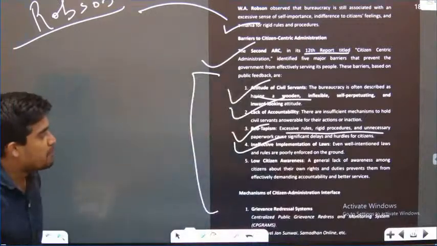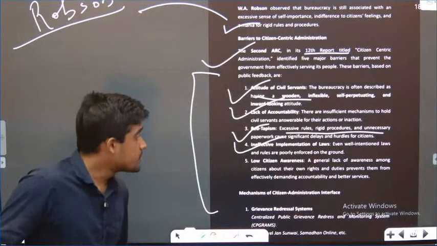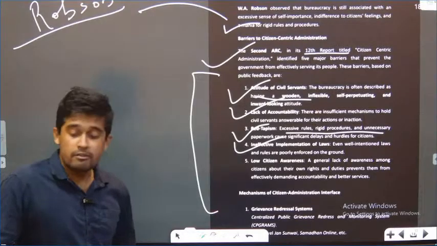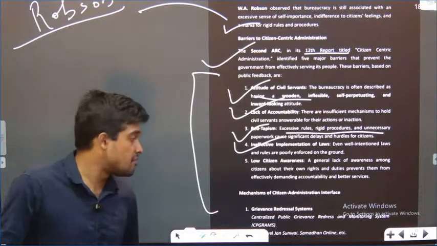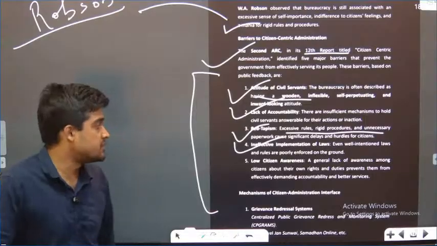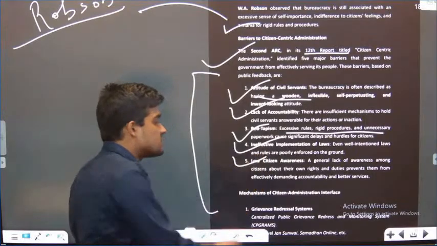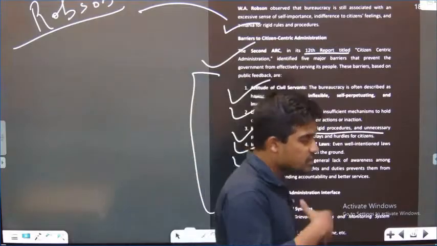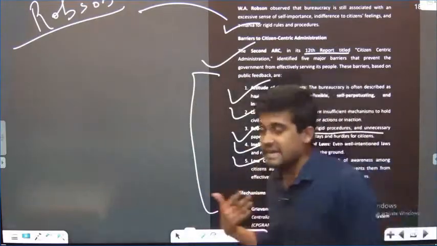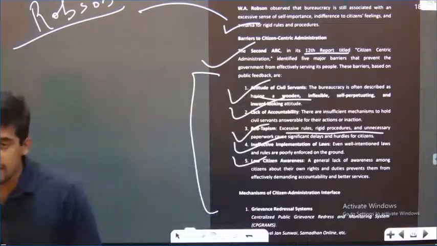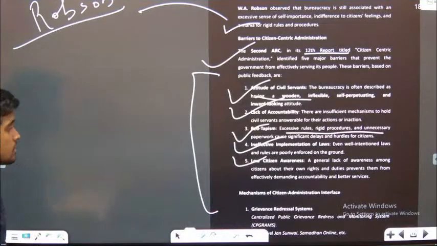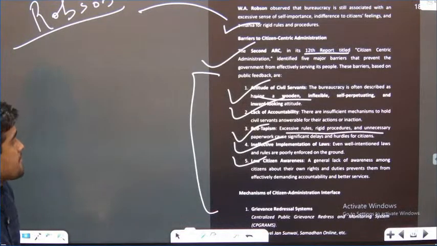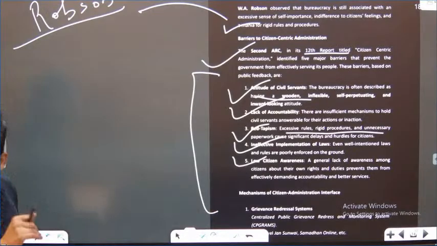Then, ineffective implementation of laws. Laws which are very good in nature are not implemented very well. Then there is low citizen awareness. Citizens do not know about their rights and entitlements. That is why the administration is working any way they like. So this is what the second ARC said.